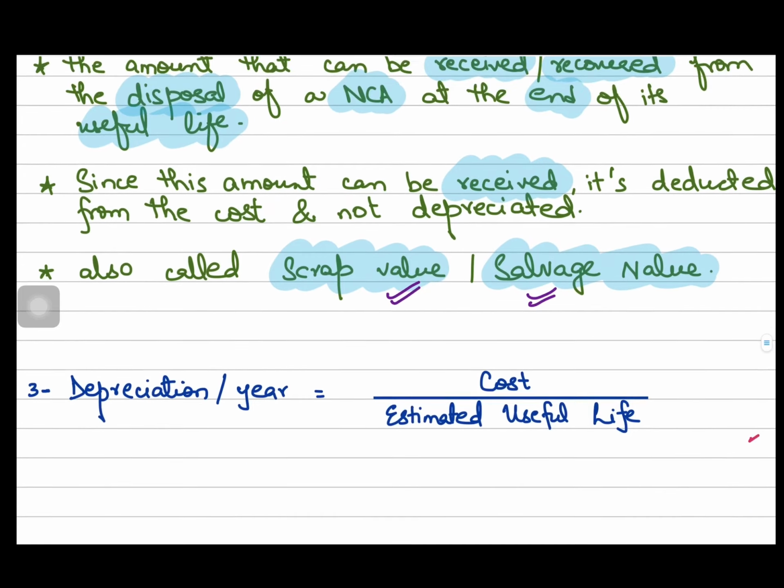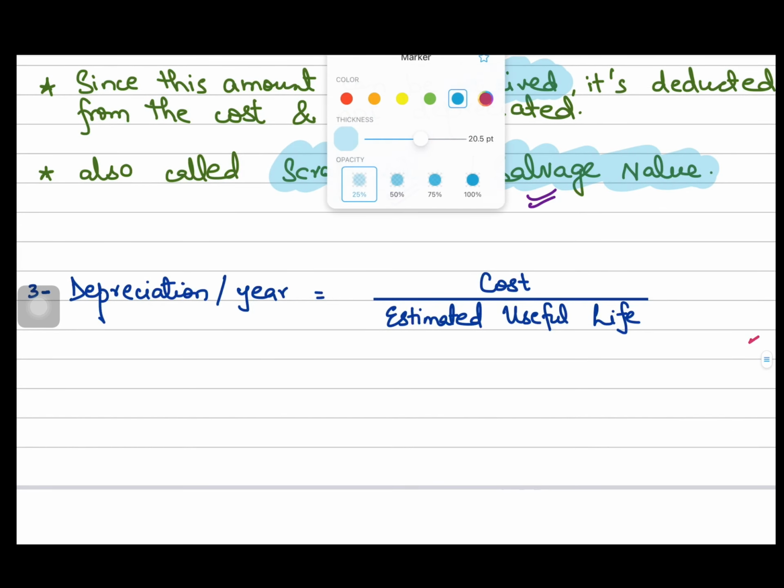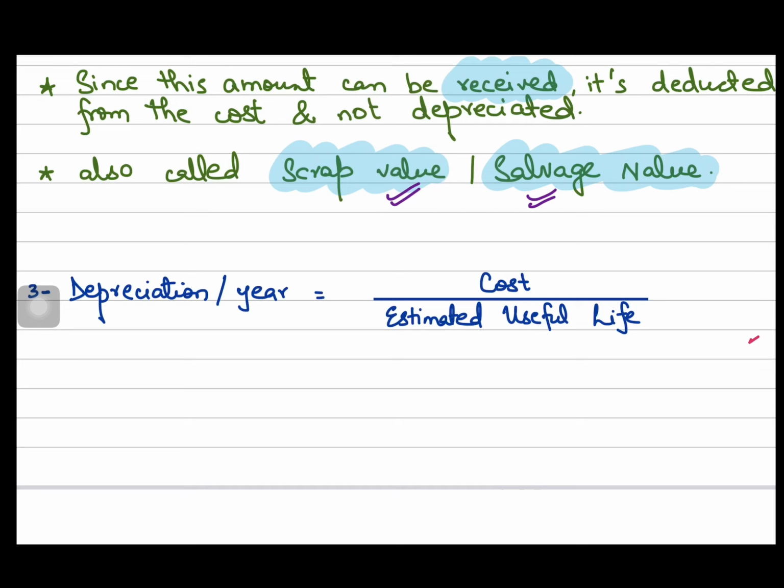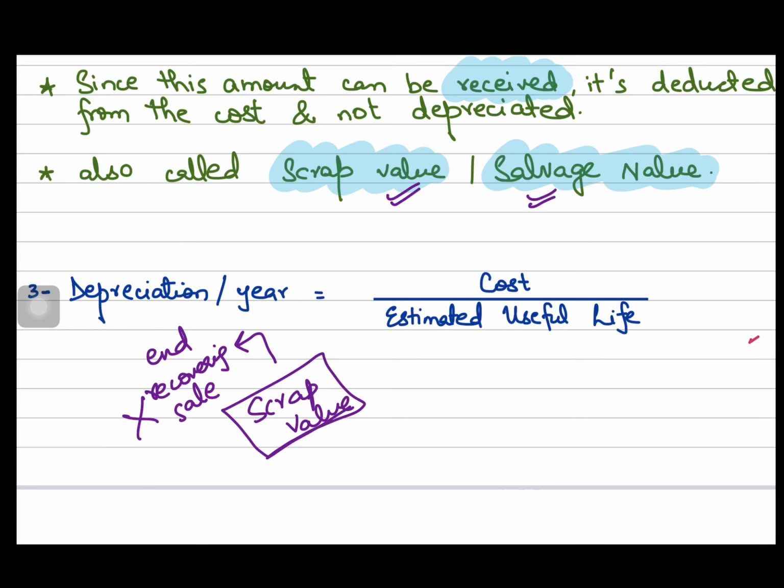Let's move to our last formula, and that is very simple again. This says that if you are not given the scrap value, for instance, if there is no scrap value in the question, that is, if I am assuming that at the end of its useful life I will be recovering nothing from the sale of that asset, not at all, then it will have a scrap value of 0. Right. So, if no scrap value is given to you in the question, then simply use the formula cost divided by the estimated useful life of that non-current asset. So, this is the third formula, that is if there is no residual value in the question.